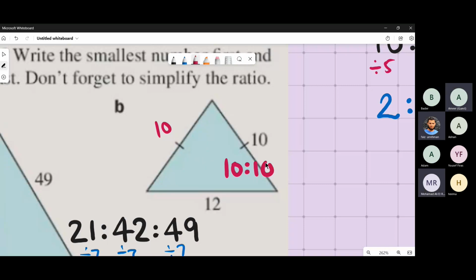It's 10 to 10 and 10 to 12. So what will be the simplified answer? Divide by 2: 5 to 6. Yes, 5 to 6.